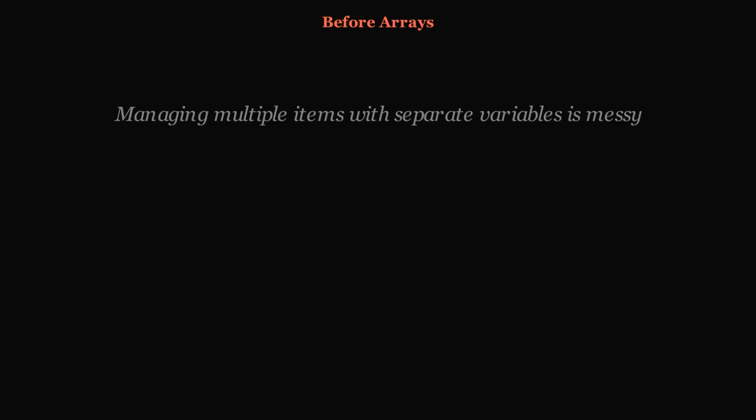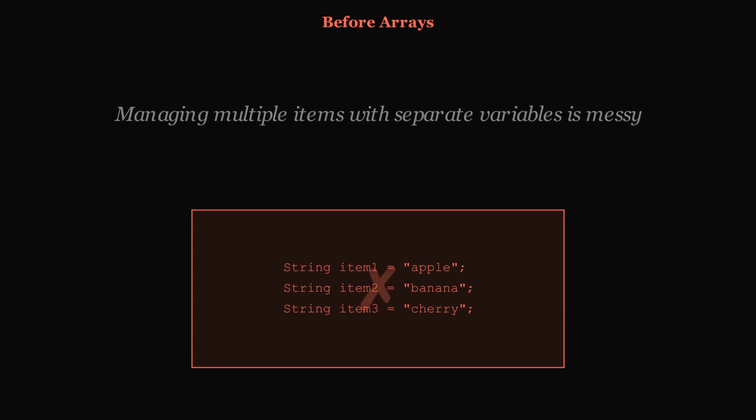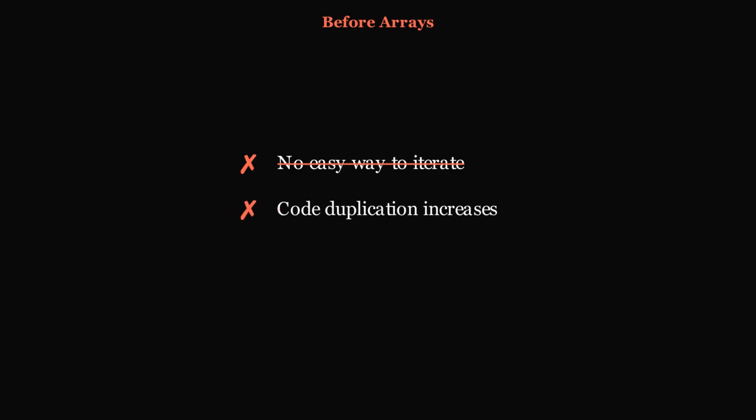So what happens without arrays? Managing multiple items with separate variables is messy. Look at how messy the code gets. No easy way to iterate. Code duplication increases. Hard to manage many items. There has to be a better way.